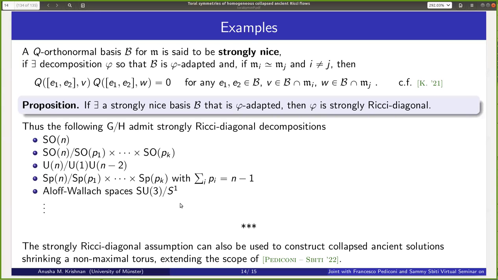So that extends the scope of their theorem. Right. So whenever you have an Einstein metric on the base of a torus fibration, and you also have in place the strongly Ricci diagonal assumption, you can get examples of collapsed ancient homogeneous solutions. Okay, so this ties in also with existence of Einstein metrics on homogeneous spaces that are the base of a torus bundle, and so there are potentially other interesting directions for study over there.